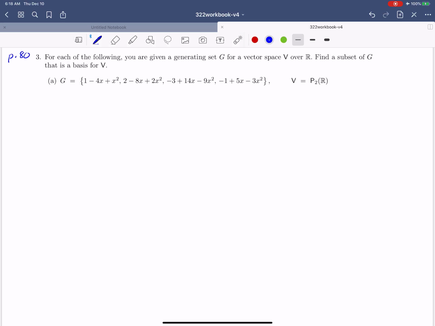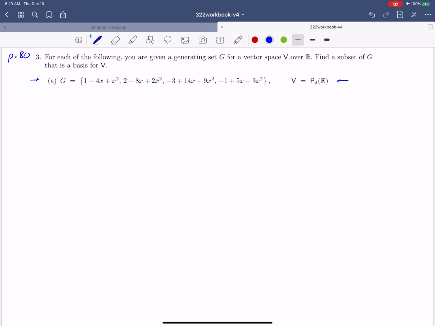For each of the following, you are given a generating set G for a vector space V over R, and we would like to find a subset of G that's a basis for our vector space. In the case of part A, G is giving us 4 polynomials, and our vector space is P2 of R. They'd like us to see if we can find a basis, a subset of G that's a basis for V. So we might have to throw out some of the polynomials that are there. The question is which ones?